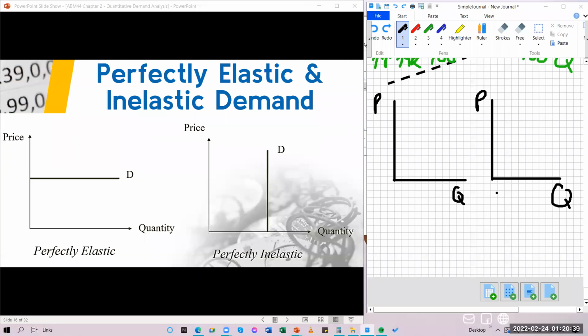Okay, so we have at least another terms to consider. We have perfectly elastic and inelastic demand. As you all know what elasticity, elastic and inelastic is. So for this one, we have this concept. Example, you set a price of 1 million. And there is an infinite demand given that price. So that is what we call perfectly elastic.